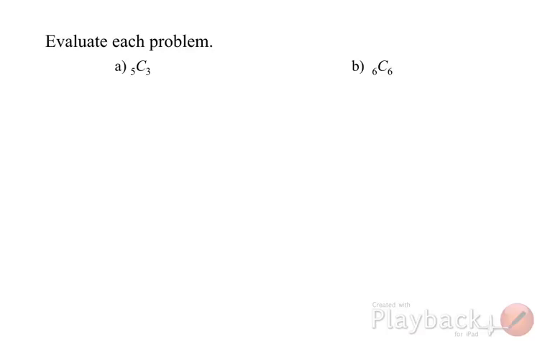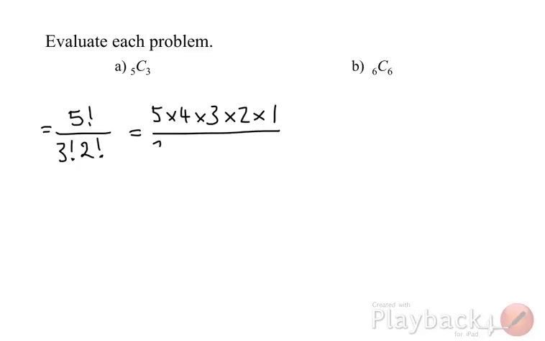So evaluate each problem. I'm going to start with A. So it's 5 choose 3. So 5 choose 3 is going to give me 5 factorial all over 3 factorial, and then I do 5 take 3, which is 2 factorial. So that's equal to 5 times 4 times 3 times 2 times 1 all over 3 times 2 times 1 times 2 times 1. I don't want to have to write out that 2 times 1 and the 2 times 1 on the top and bottom because they're going to cancel eventually.